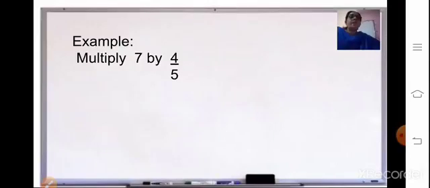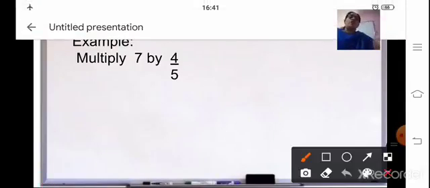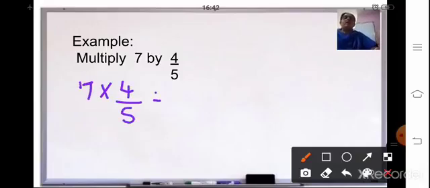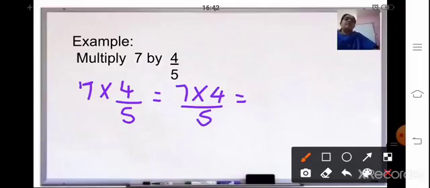Let us start with an example. Now here it is, multiply 7 by 4 upon 5. Now 7 is your whole number. So you write 7 multiplied by 4 upon 5. Now your whole number is 7. So whole number multiplied by the numerator, that is 4 upon 5. Now 7 fours is 28 upon 5.